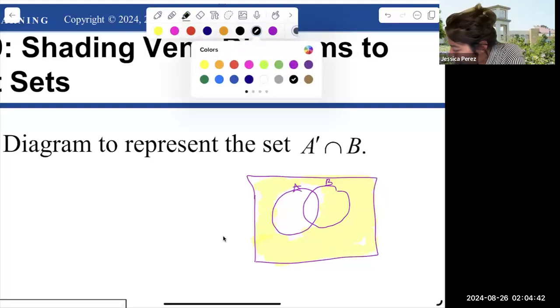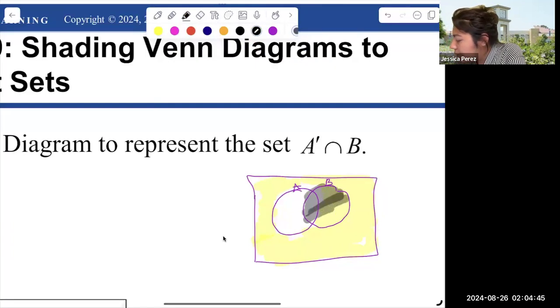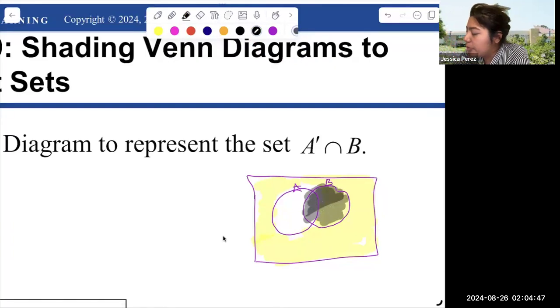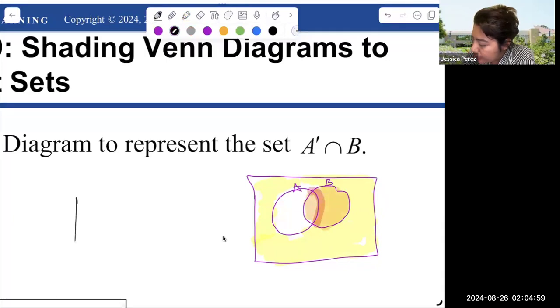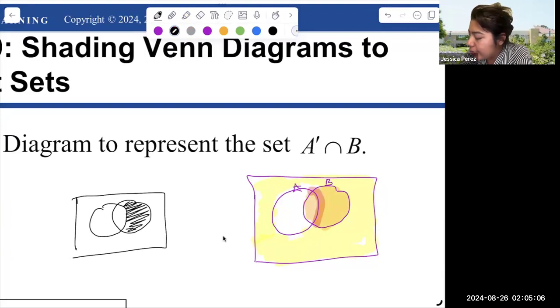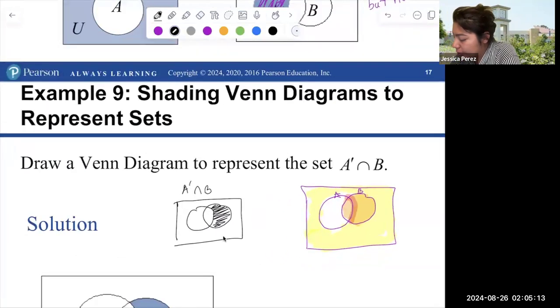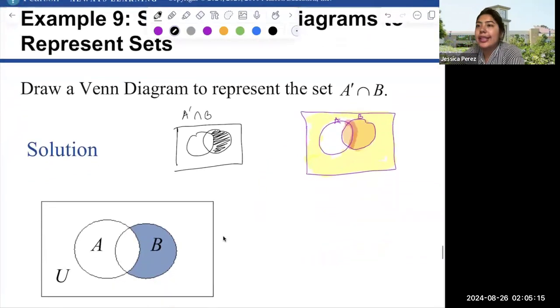So B is here. So where do those both color match? Let me change this. Where do they match? What colors? Well, they only match here. So the solution is where they shade together. So it's only this piece. This represents A prime and B because you're removing the options and there's a universe.